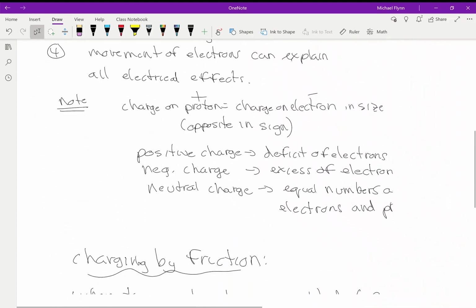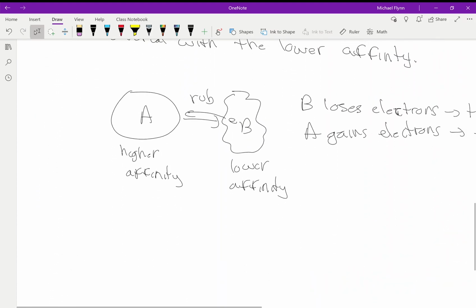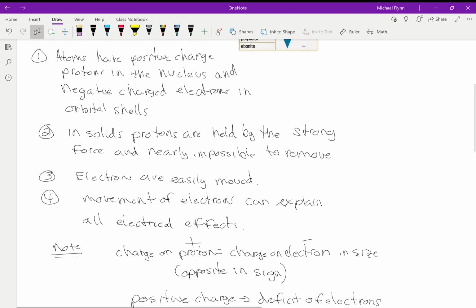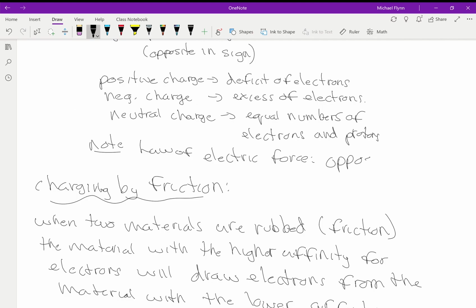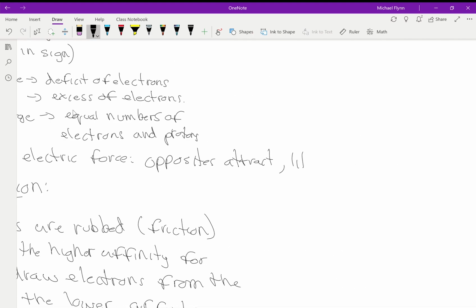There's one more thing I need to mention. I guess I'll throw it into the notes just up here. Another note. The law of electric force. Opposite charges attract and likes repel. This is very much unlike gravity, which does not have a repulsive force.